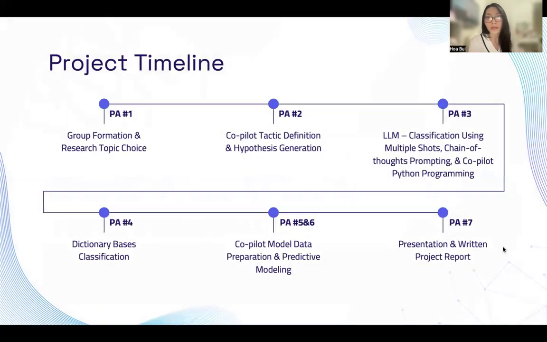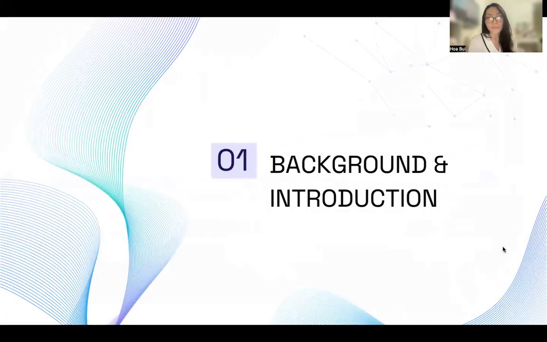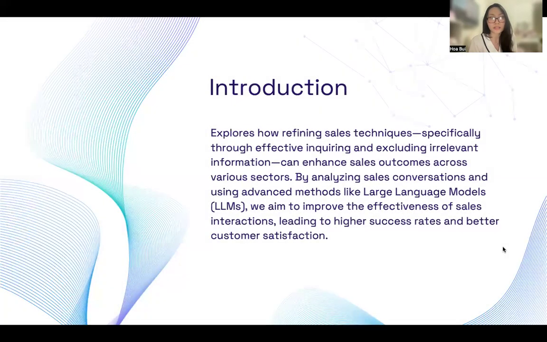Next slide, please. This is the project timeline from PA1 to PA7. Next slide, please. So for the background, our primary aim is to explore how salespersons can improve their interaction with customers by asking targeted, relevant questions and removing unnecessary details. This involves analyzing summarized sales conversations and understanding linguistic behavior that influences sales success.